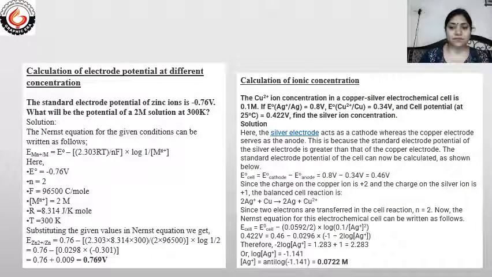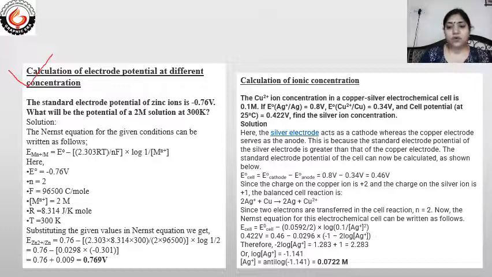Next example is calculation of electrode potential at different concentration. Electrode potential, that is the value of a single electrode. That means it is the calculation for a half cell only. The key equations, the first equation which was given in the section of key equations.